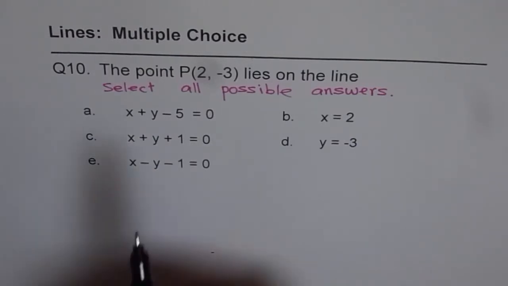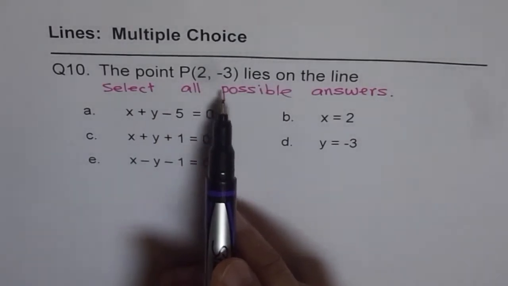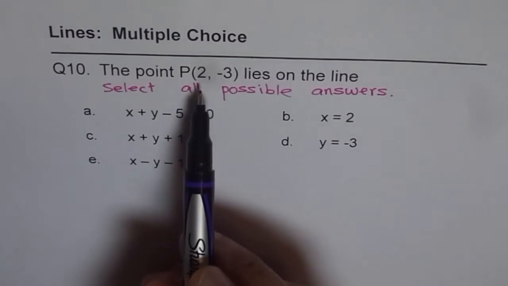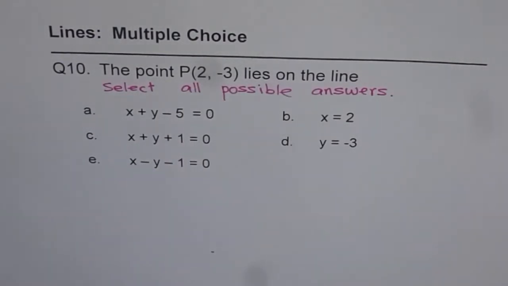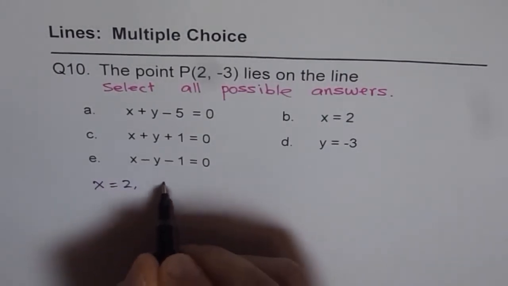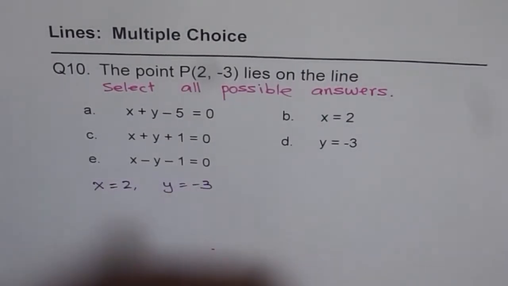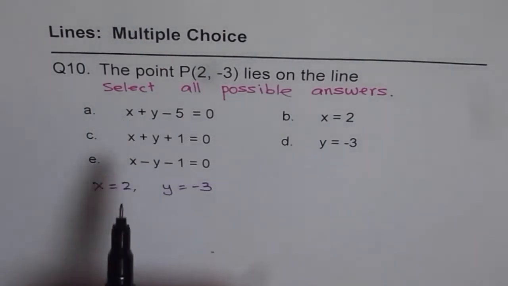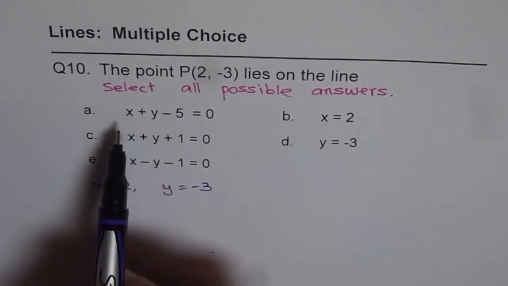Now we are looking for point (2, -3) on these lines. It really means that you substitute 2 for x and -3 for y. And if the equation is satisfied, then it works, right? So what we're looking for is, if I put x equals 2 and y equals -3, my equation should be satisfied.